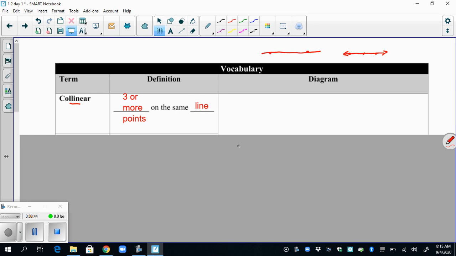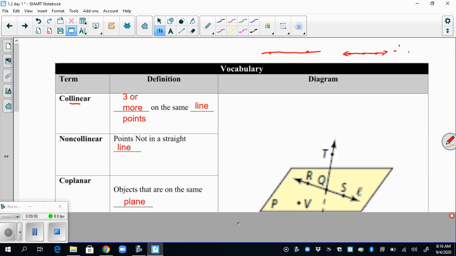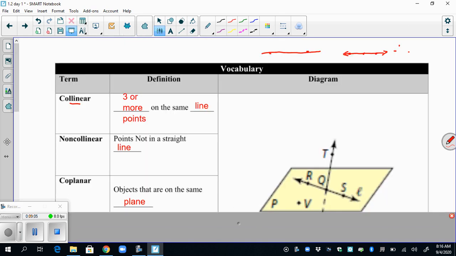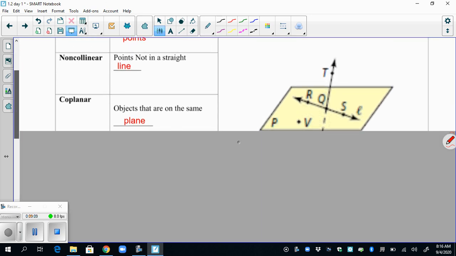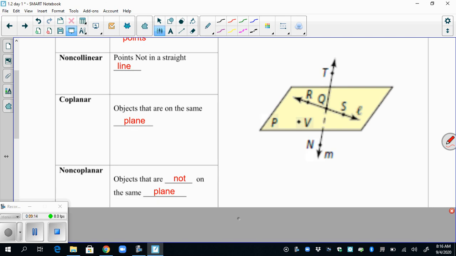Those would be collinear. If you have 3 points like those, that's going to be non-collinear because they are not in a straight line. So collinear, on the same line, non-collinear, not in a straight line. Then we can do the same thing for coplanar and non-coplanar. Coplanar points, or objects, are objects that are in the same plane. Non-coplanar would be objects that are not on the same plane.